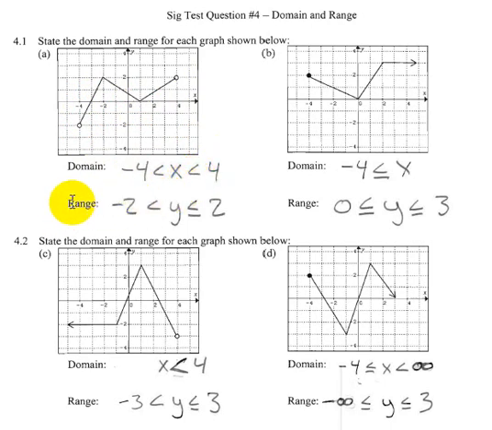My range is all my possible y values. So my y values are these guys going up and down. I can't use -4, I can't use -3, I can get right up to -2, but not including -2. So -2 is my smallest y value, and I can't use it, so it's not equal to it. And then I travel up.